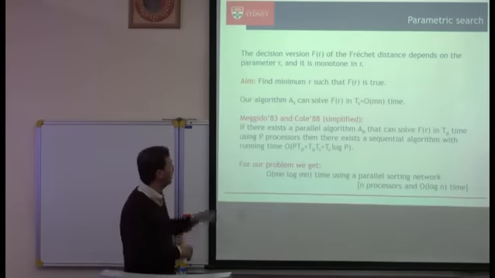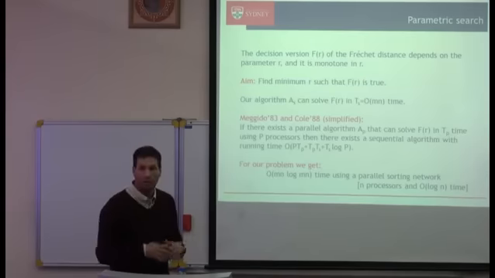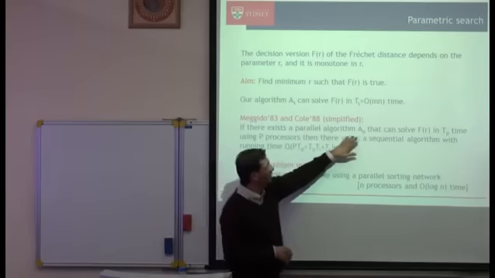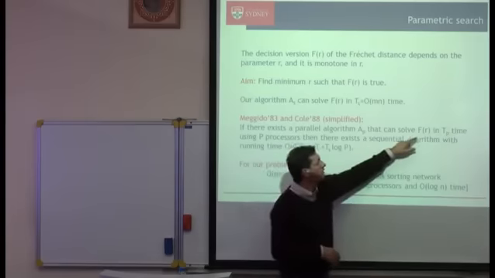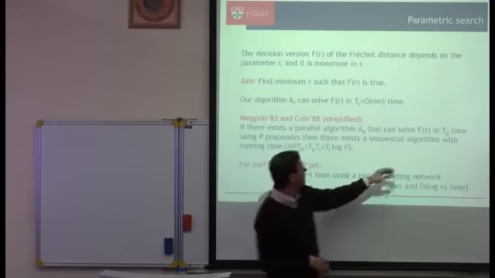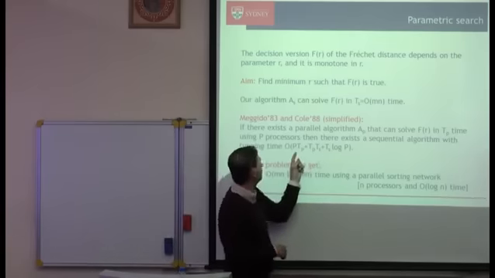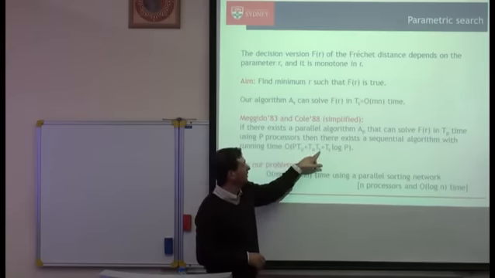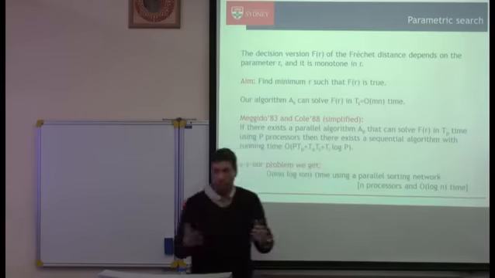Okay. Now, what Megiddo and Cole showed, and this is very simplified, it also requires some constraints. It says that if there exists a parallel algorithm, A of P, so it's just a parallel version of this, that can solve the decision version in T_P time using P processors, then there exists a sequential algorithm with running time this. So the number of processors, the running time of the parallel algorithm times the running time of the sequential algorithm, plus the running time of the sequential algorithm times log P.